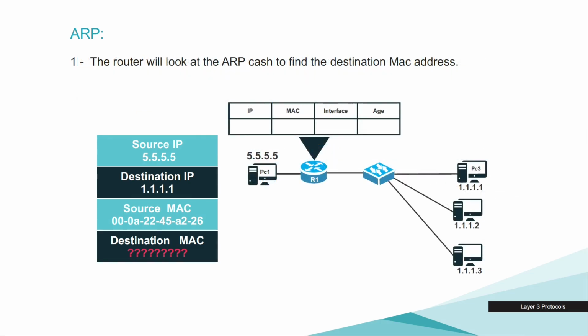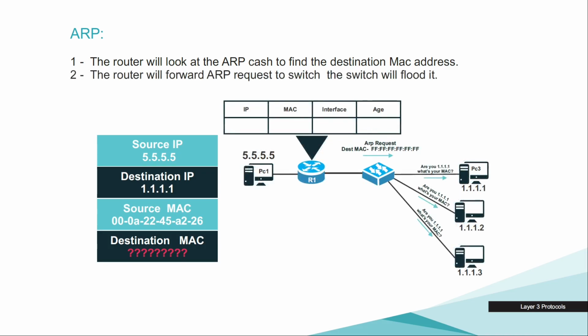When PC1 forwards the data to the router, the router will check something called the ARP cache. The ARP cache has the IP address, the MAC address, the interface, and something called aging time. In our case here, our router didn't learn yet about the MAC address of PC3. Router 1 will forward the data to the switch.